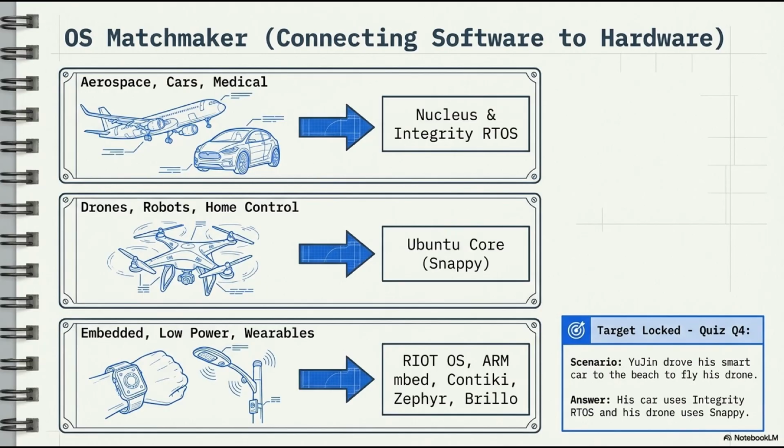Life or death. Now, if it's a drone or robot needing high-speed video processing, you use Ubuntu Core, also known as Snappy. And for low-power wearables, Riot OS, ARM Embedded, or Zephyr. Target locked. Scenario. Eugen drove his smart car to the beach to fly his drone. Yeah. The answer: his car uses Integrity RTOS, and his drone uses Snappy.